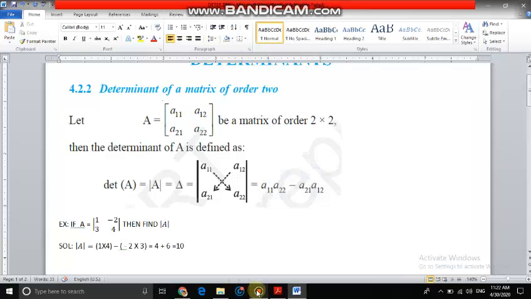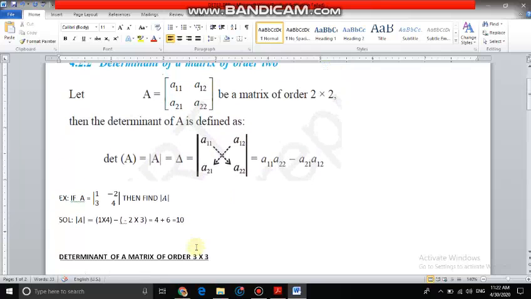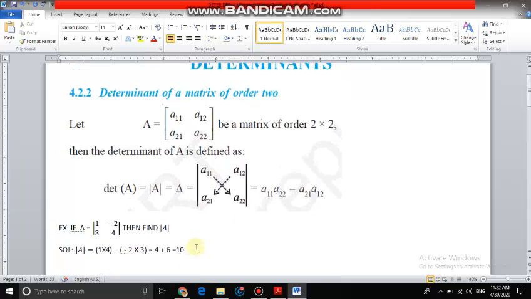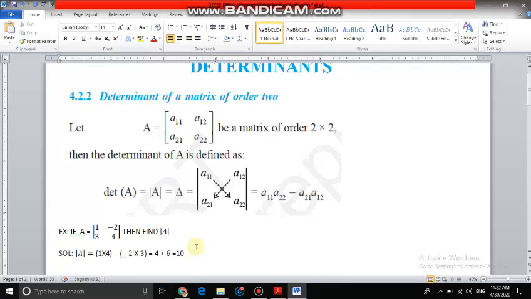It totally depends on the given elements in the matrix. What are the types of elements we have? If the elements are fractions, then the determinant number may also come as a fraction. Sometimes the determinant of a matrix is also zero, entirely depending on the numbers inside the matrix or determinant. Now this is the order of 2 by 2, how to find the determinant.